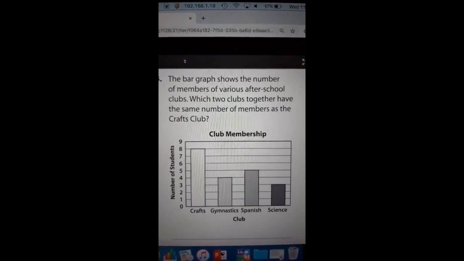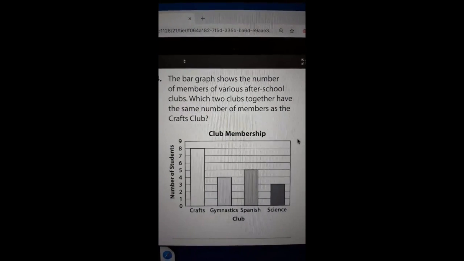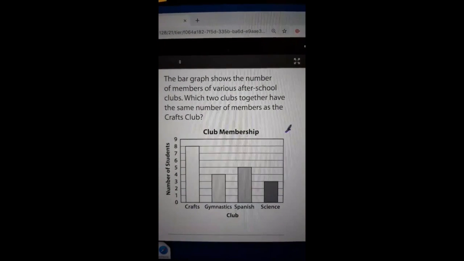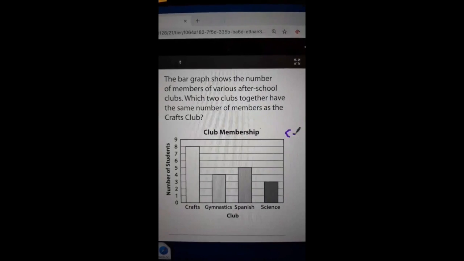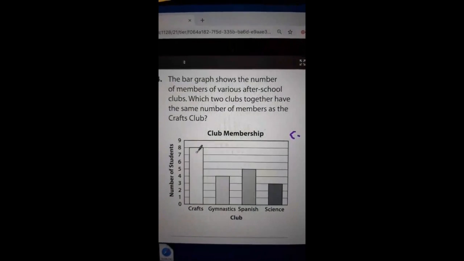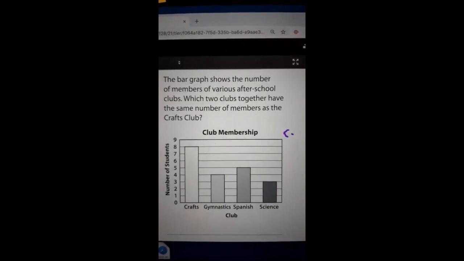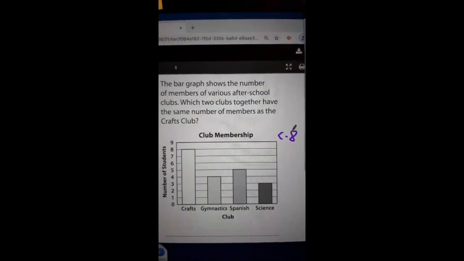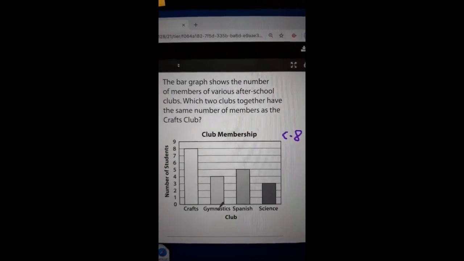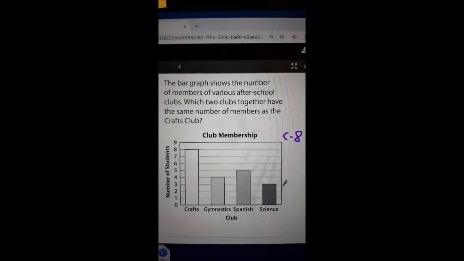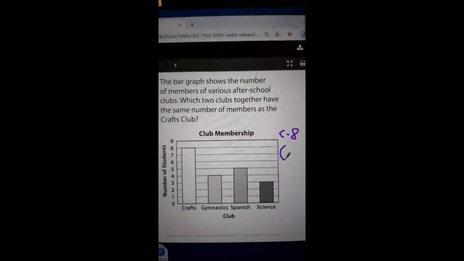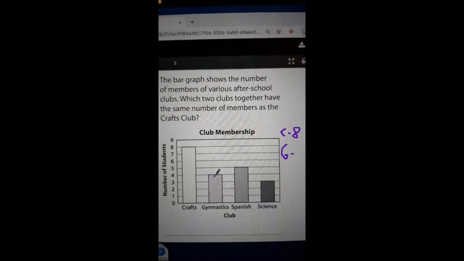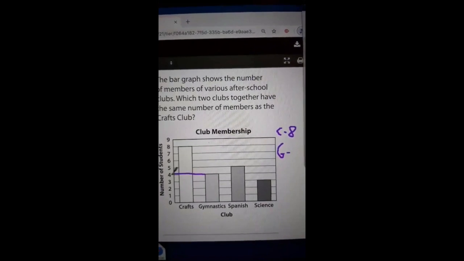If we look at the crafts club, and I'm going to put this on the side so that we can put the amounts. If we look at the crafts club and we look at the frequency, the crafts club has 8 students. So we know that's the total of students for the crafts club. If we look at the gymnastics club, I'm going to put a G here to represent gymnastics. We're going to see that that one has 4 students.